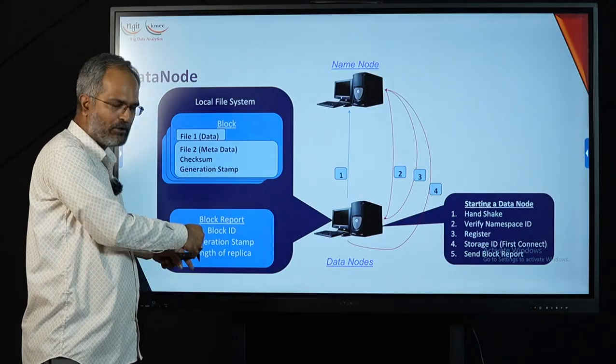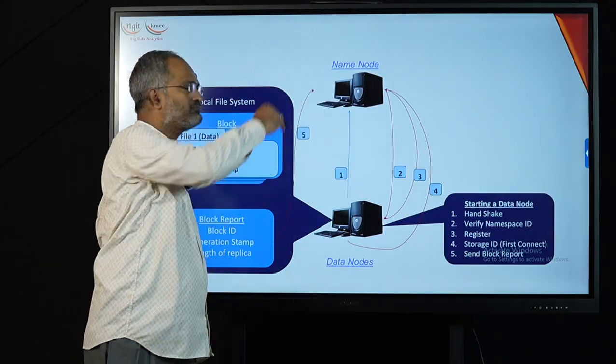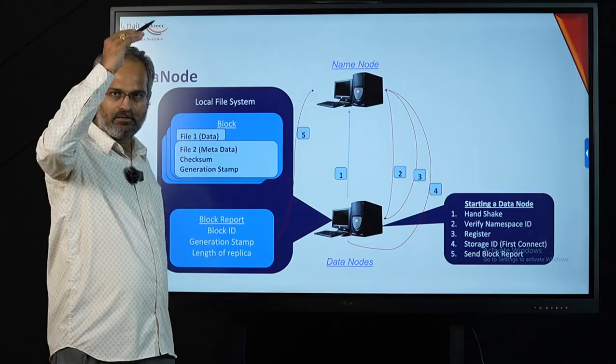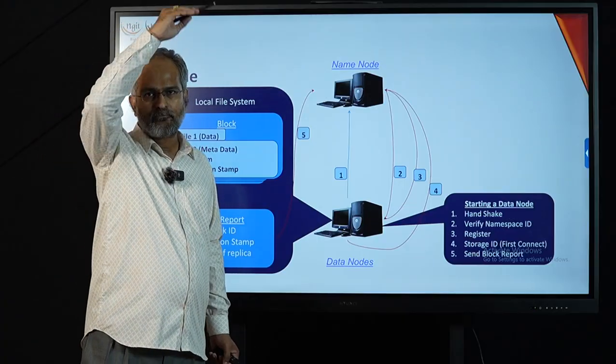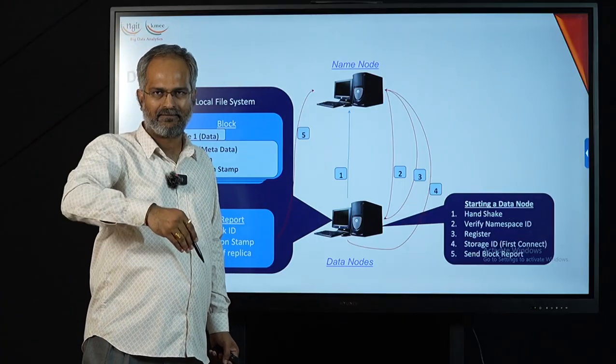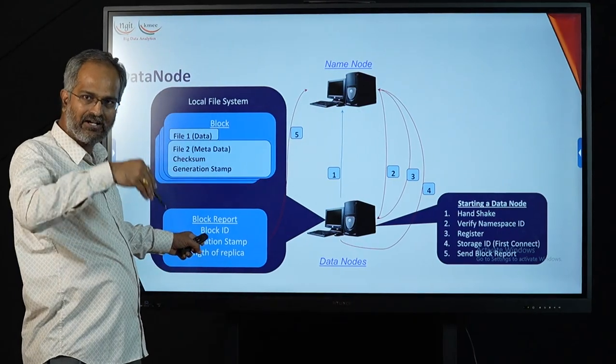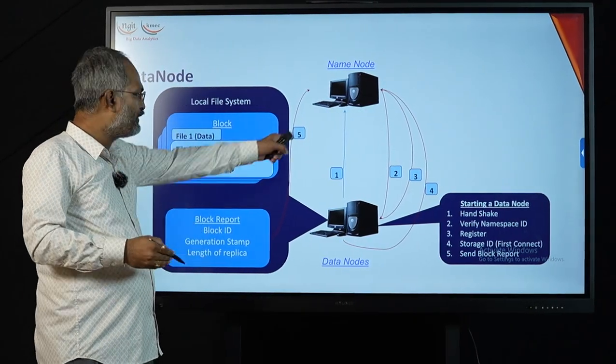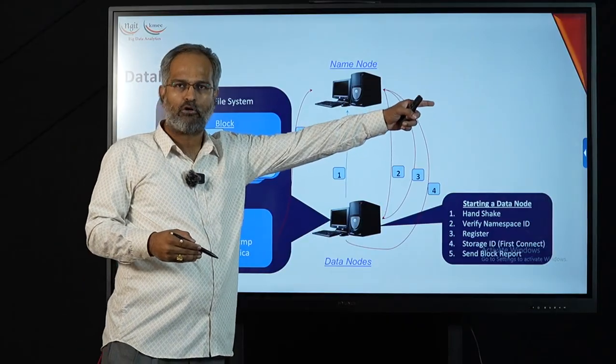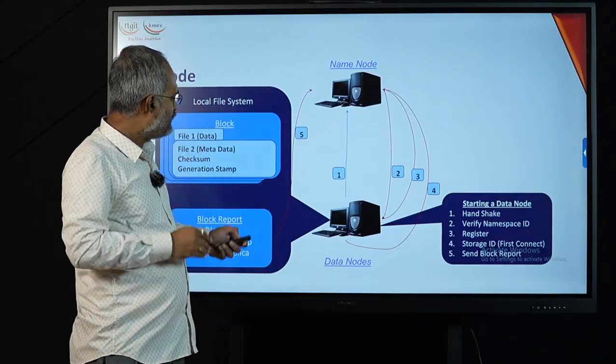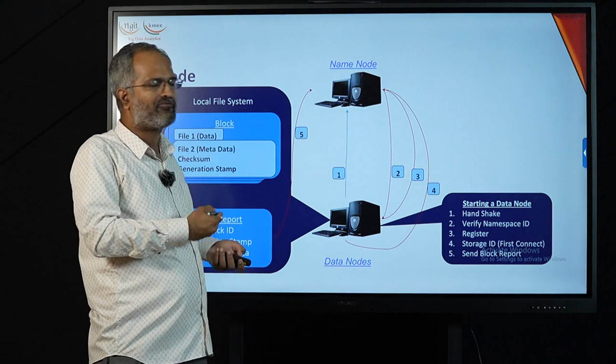It is like a table that will be sent to the name node. Now, as you remember, the list of blocks is there in the namespace. That list of blocks will be generated and constructed by using these block reports from all the data nodes only. And then this is about the starting of the data node.